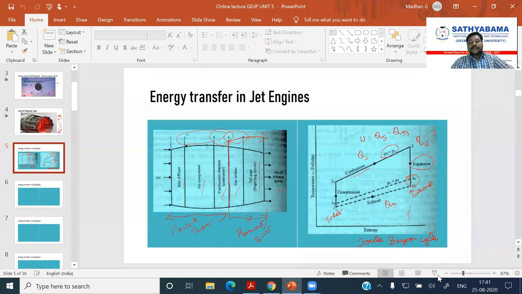All these energy relations are theoretical. When you compare the theoretical cases with the actual case, it becomes a component efficiency. So for individual components we are going to arrive at some expressions: for the compressor, compression efficiency; for expansion, turbine efficiency; and for exhaust, nozzle efficiency. On the whole, we are going to write about the overall efficiency of the engine.